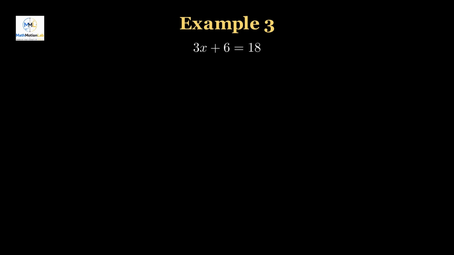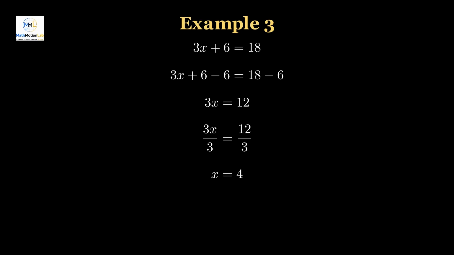Once again, our first objective is to eliminate the constant. Since the constant is positive 6, we subtract 6 from both sides. The equation now becomes 3x equals 12. Next, divide both sides by 3. This gives us x equals 4. As you solve more equations, you'll notice that the same strategy works every time. First, remove the constant. Then divide by the coefficient of x.